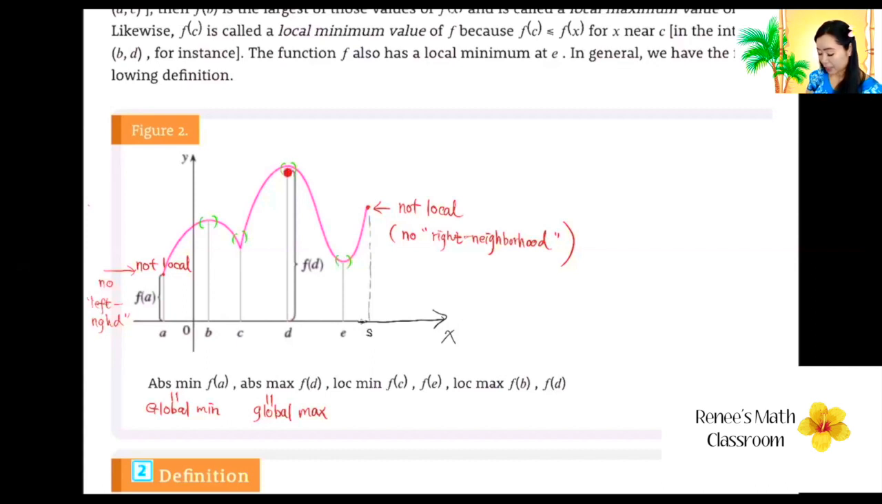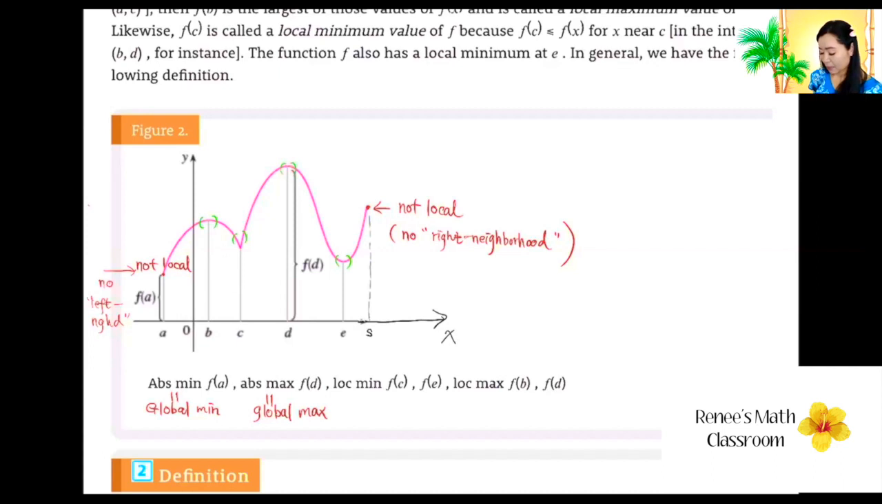Now, as you can see here, f of d is the absolute maximum, and also a local maximum. In this neighborhood, that's the highest point, but in the whole domain from a to s, that's also the highest point. So f of d here is a local and also global maximum.